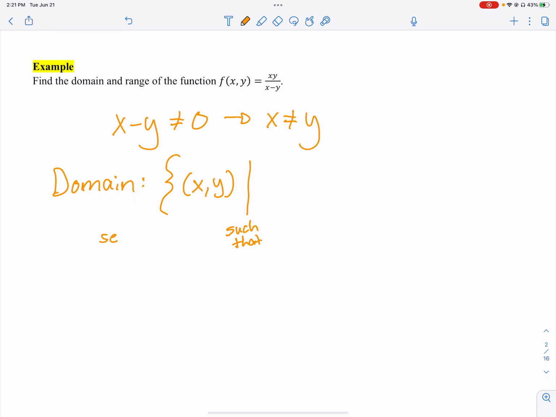So the set of ordered pairs such that x doesn't equal y. That's all it says. Set of ordered pairs such that x doesn't equal y.